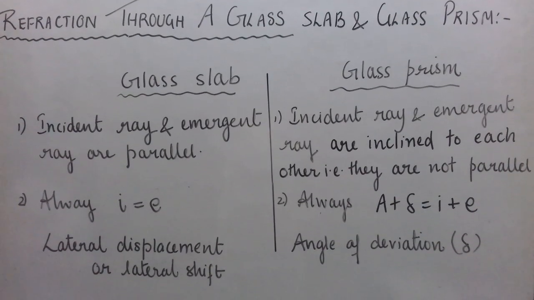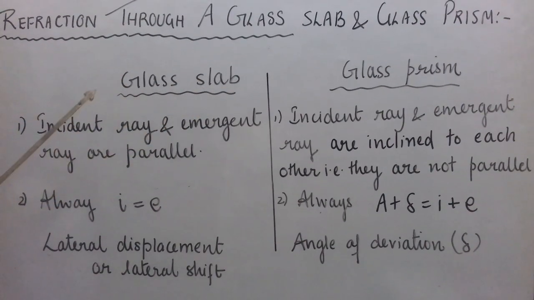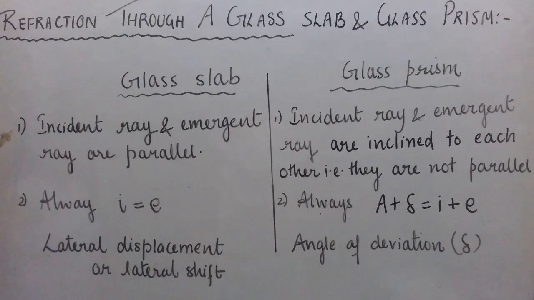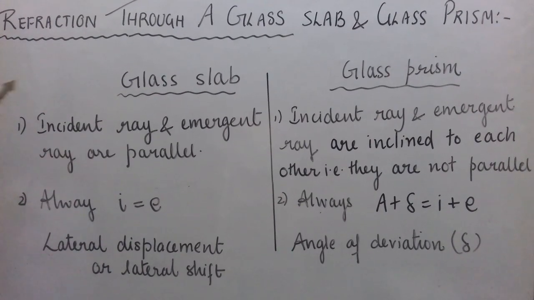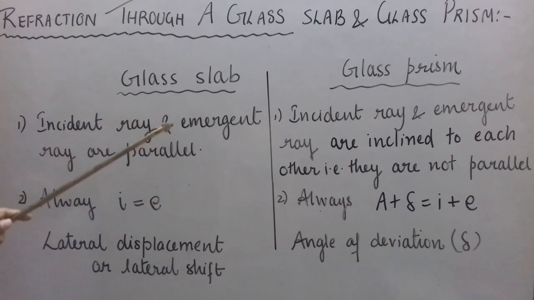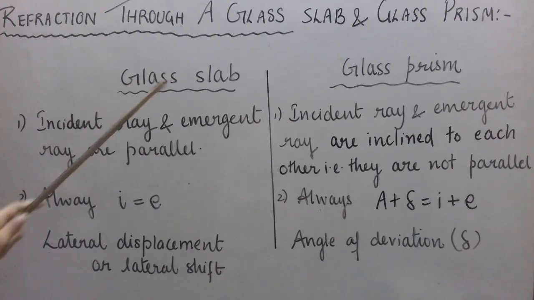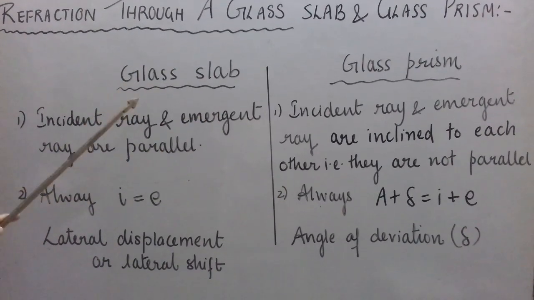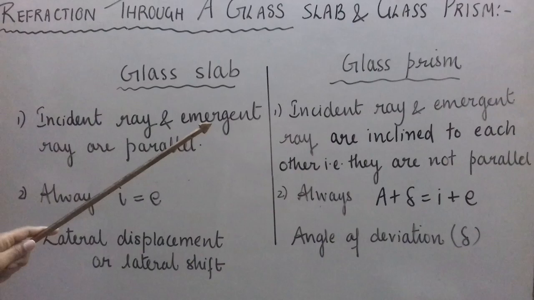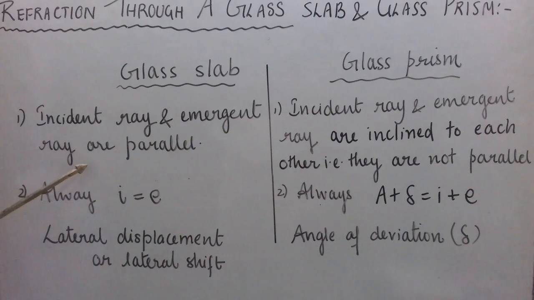Let us see important comparison between the refraction of light through a glass slab and through a glass prism. This is again one very important question which can come in board exams also. Now, the first point of difference, the most important point, is when refraction of light takes place through a glass slab, incident ray and emergent rays are always parallel. Okay? Obviously, in both the cases you should remember that incident light is incident obliquely on the surface. This you should remember, that the incident ray is not incident normally in both the cases. Then we shall just see the differences.